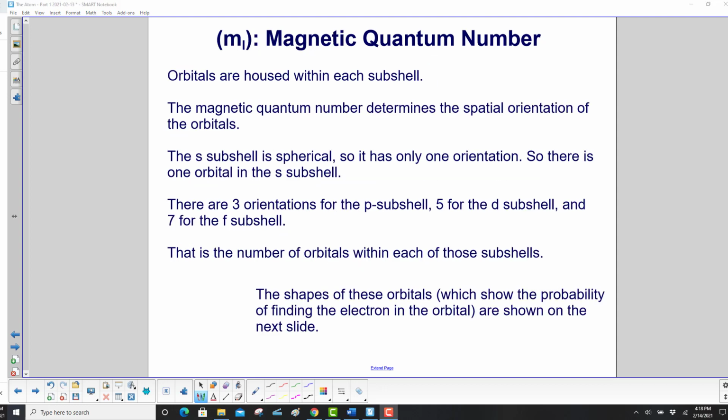m sub l, the magnetic quantum number. Orbitals are now housed within each subshell. The magnetic quantum number determines the spatial orientation of the orbitals. The s subshell is spherical, so it has only one orientation. I mean, you can rotate a sphere and it'll still look the same. So there's only one orbital in the s subshell. There are 3 orientations for the p subshell, 5 for the d, and 7 for the f. That's the number of orbitals within each of the subshells. The shapes of these orbitals, which show the probability of finding the electron in the orbital, are shown on the next slide.